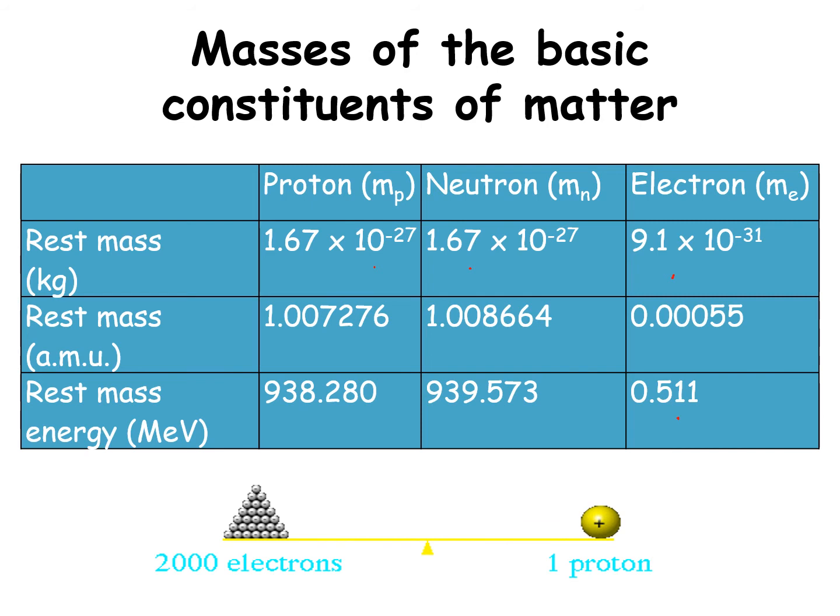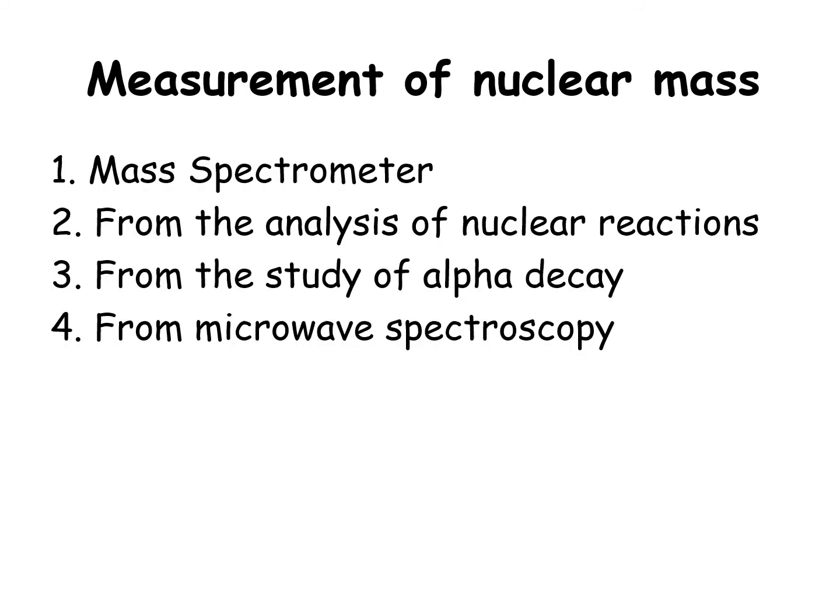The lesser value for the electron is due to the reason that one proton is approximately made up of 2000 electrons, a bundle of electrons. So that's why the electron's mass is quite less, whether in kilogram, AMU or MeV. Now, these are the different methods of measurement of the nuclear masses: mass spectrometer, analysis of nuclear reactions, the study of alpha decay, and microwave spectroscopy.